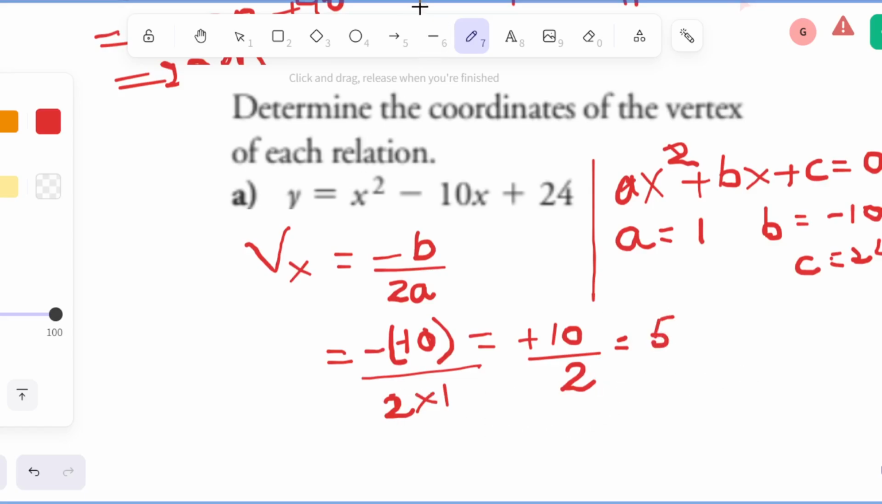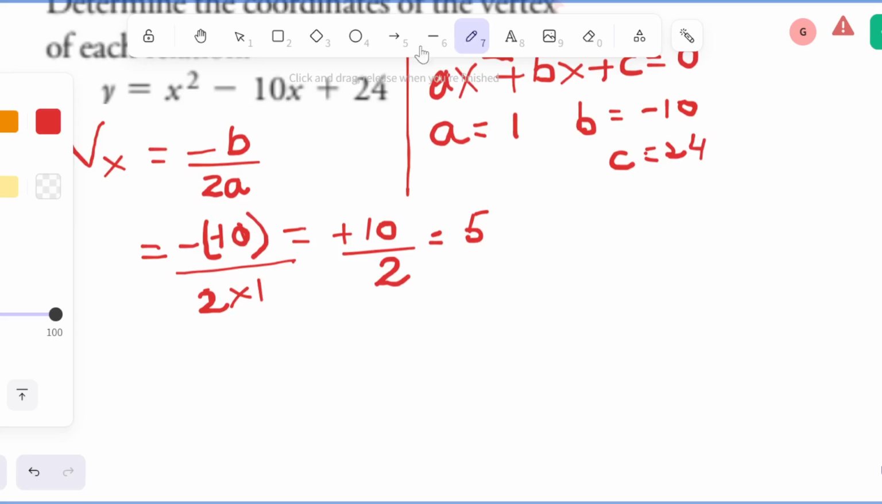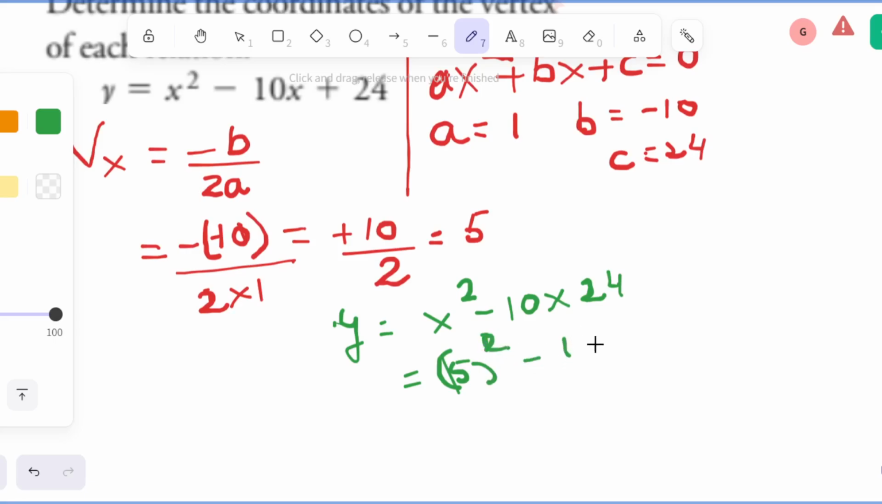Now we have to plug into the equation to find the y coordinate. So y equals x square minus 10x plus 24. We have to plug in the value 5. Instead of x, just write 5. So 5 square, minus 10 times. I have a question.